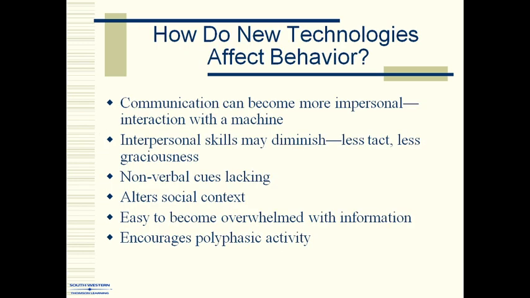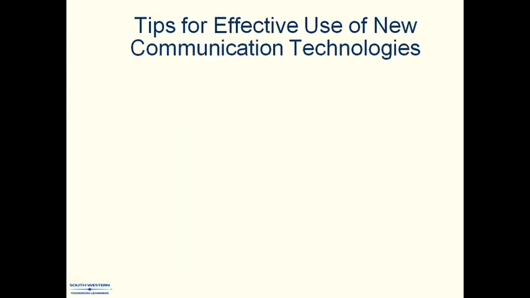So how do these technologies affect behavior? One thing is that communication became less interpersonal, with more interaction with the machine and not with persons. Interpersonal communication may diminish, with less tact and less graciousness. As non-verbal cues are lacking, the social context makes it easy to behave badly, and it encourages a faster pace of psychological activity.